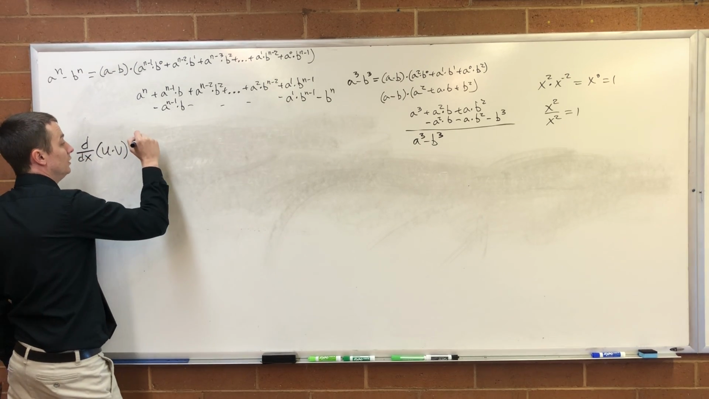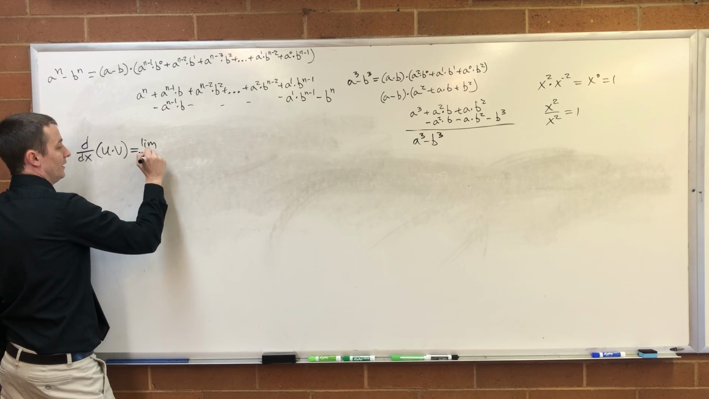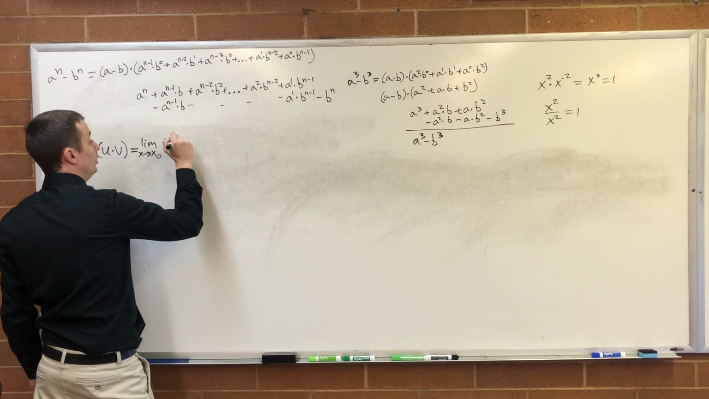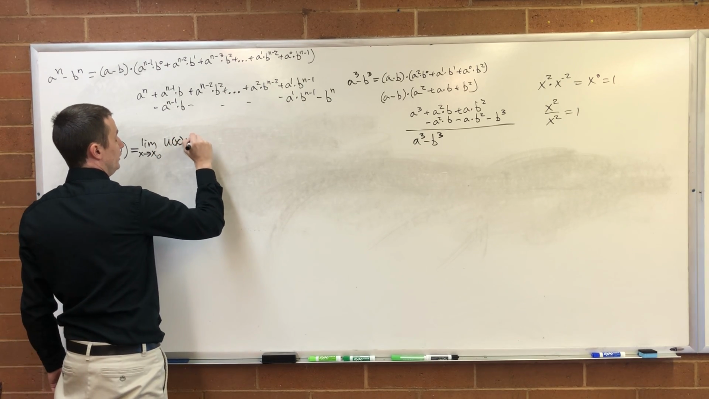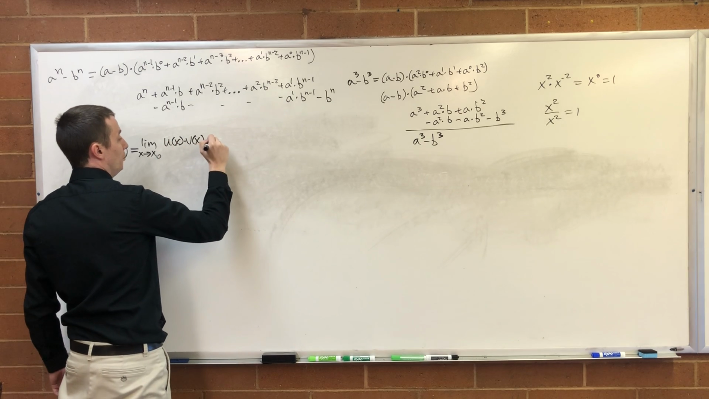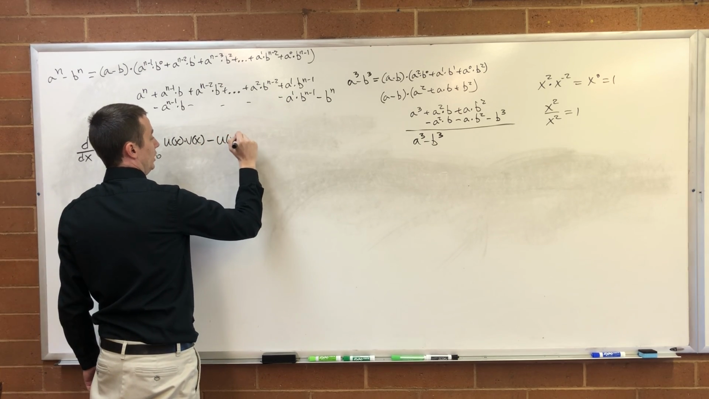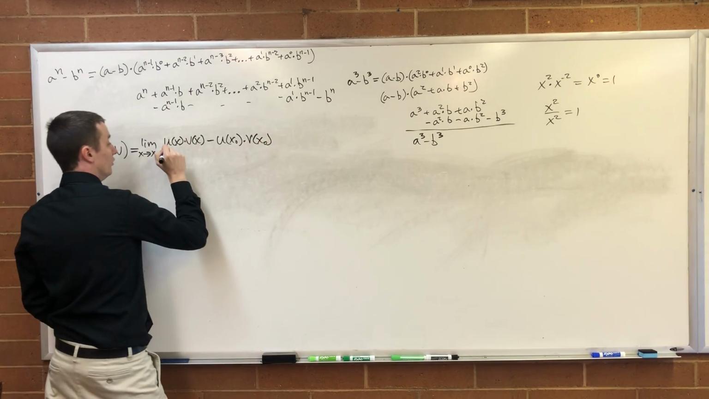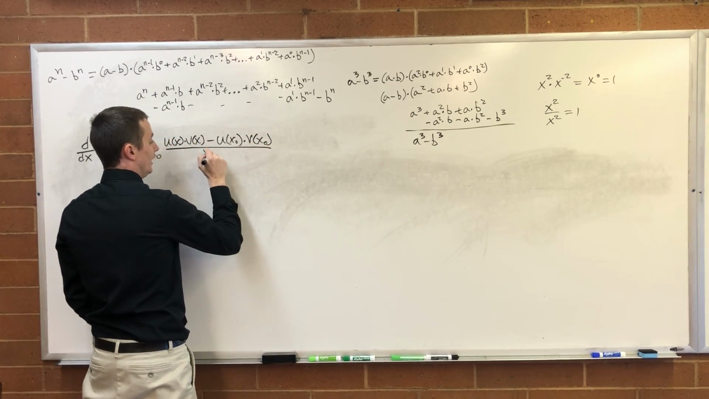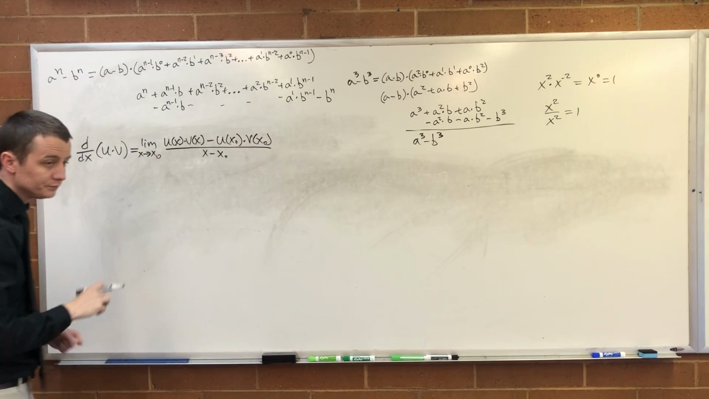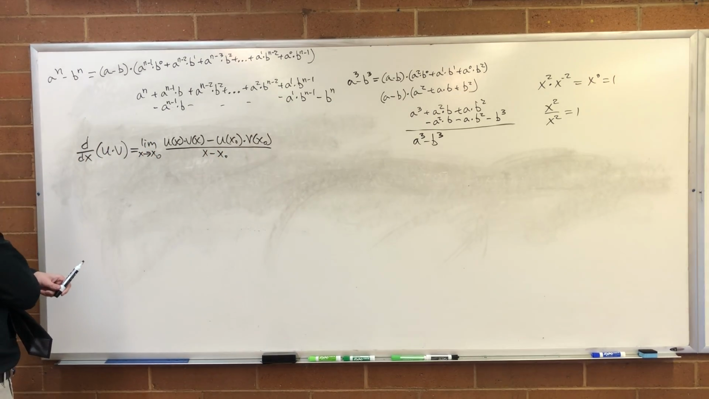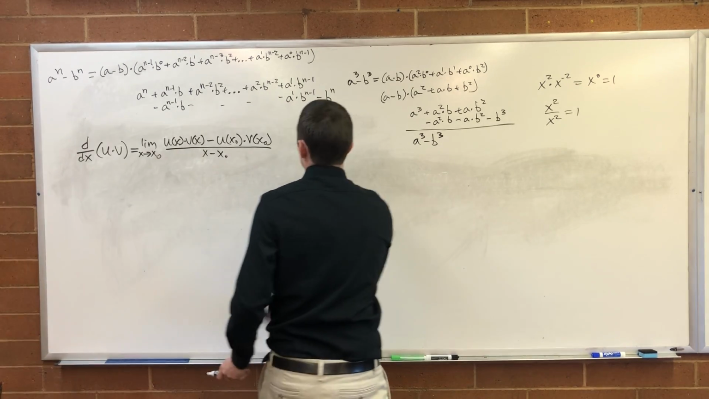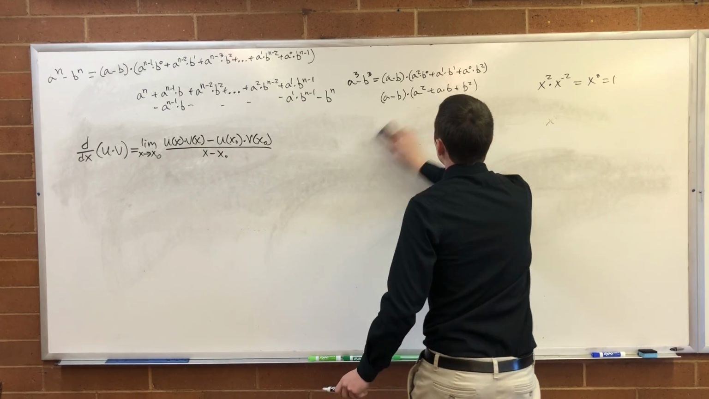So, we're looking for the limit as x approaches x naught of u of x times v of x minus u of x naught times v of x naught all over x minus x naught, right? Okay. So, let's go over and look at this.